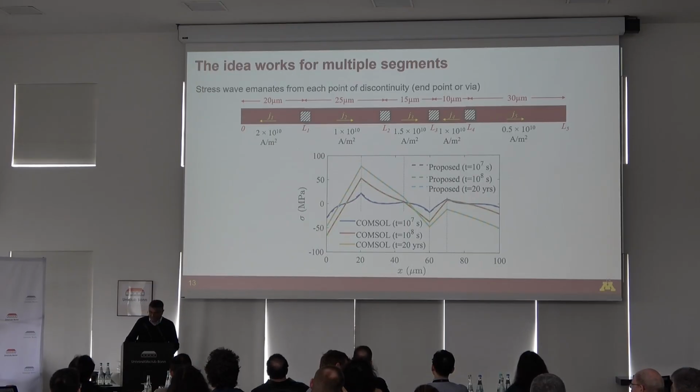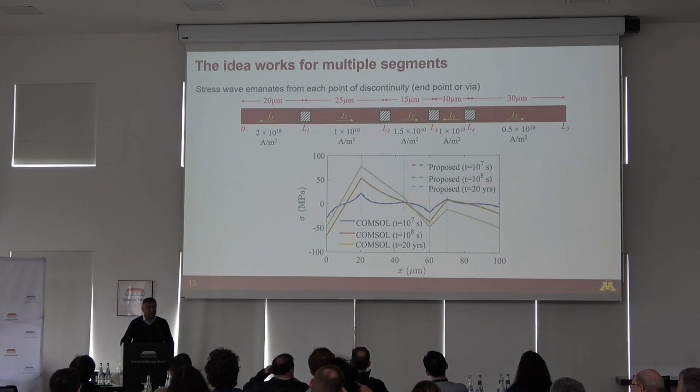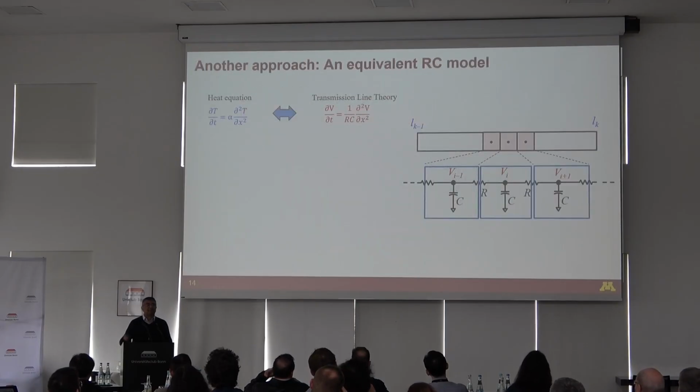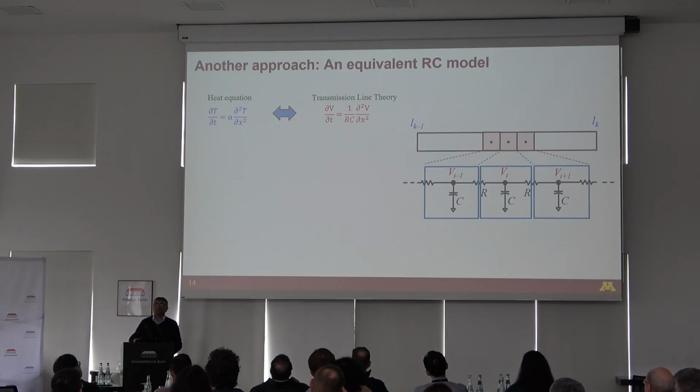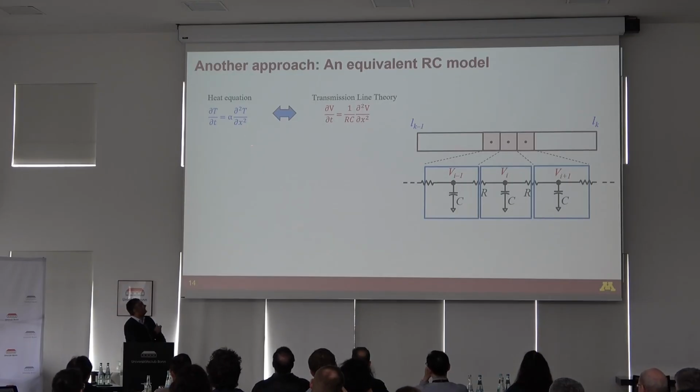Okay? So currently, this approach works only for straight lines. We have ways that we know of to extend it to lines with branches. But there are other ways of interpreting this as well. So our first interpretation was think about it as a transmission line and use that inside. The second interpretation was, well, if you look at the heat equation, that has also been thought of as being equivalent to a transmission line.